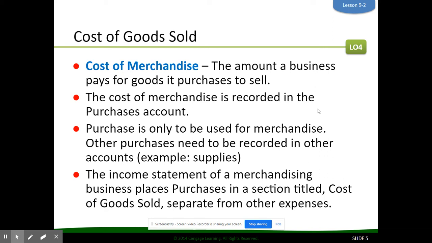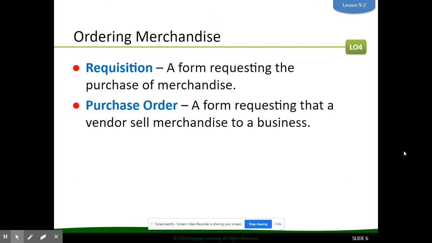The income statement of a merchandising business is going to have that account purchases in a section titled cost of goods sold. So, this is a new section of the income statement that we didn't have previously, and this is going to be separate from your other expenses.